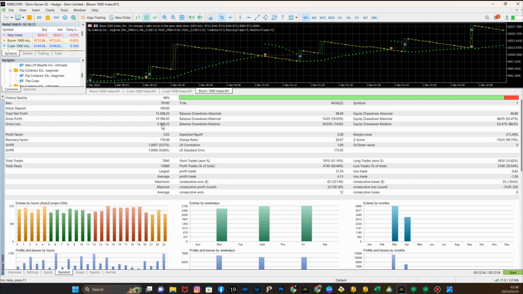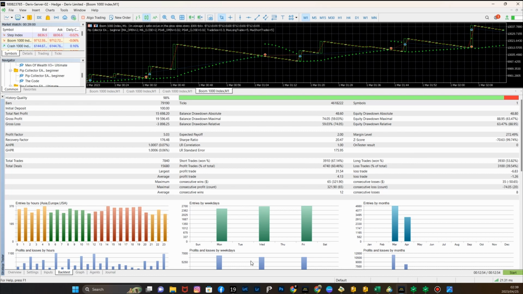3,898. The total number of trades the system took was 7,840, in 2 months, you understand? Even a person can do that, guys. Total deals 15,688, including opening and closing of trades, guys. It doesn't get better than that.